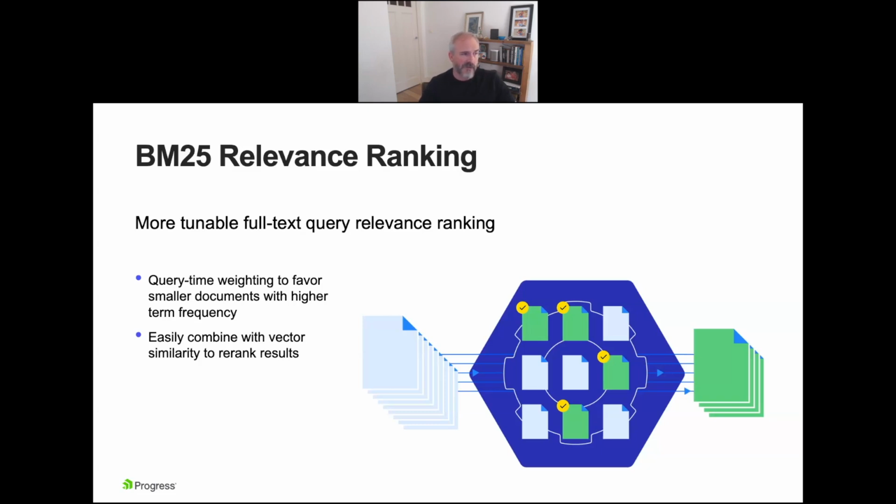BM25 can be specified as a scoring option, along with the document length weighting, in all of MarkLogic 12's search APIs. That's the CTS search API, the Optic API, search, JSearch, the REST API. And I'll touch on these options a little bit later when I go through the demo of the vector and hybrid search.